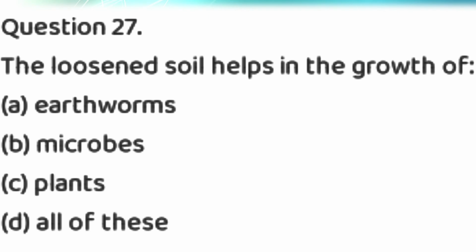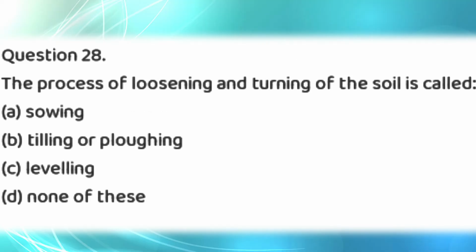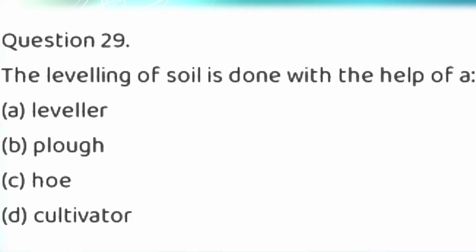27th question: The loosened soil helps in the growth of earthworms, microbes, plants, all of this. And the answer is all of this. 28th question: The process of loosening and turning of the soil is called sowing, tilling or ploughing, leveling, none of this. And the answer is tilling or ploughing. 29th question: The leveling of soil is done with the help of a leveler, plough, hoe, cultivator. And the answer is leveler.